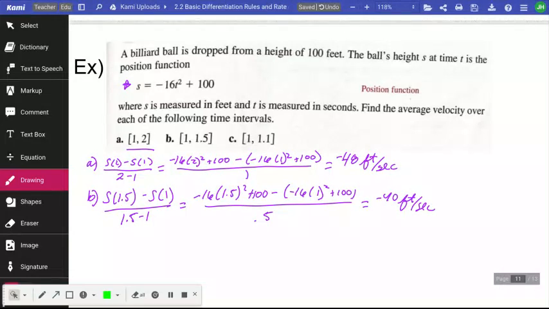Okay. Last one. If you notice, on the bottom the difference in our time is getting smaller and smaller, which means you're getting more of an exact slope.